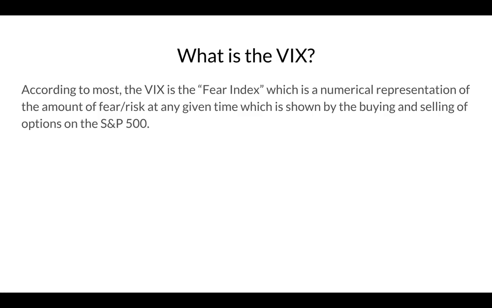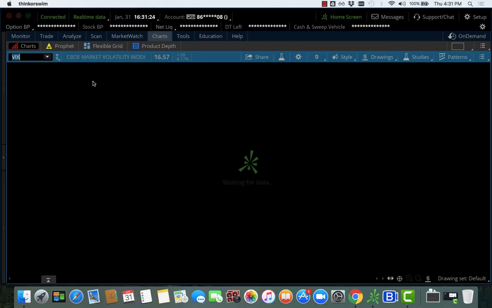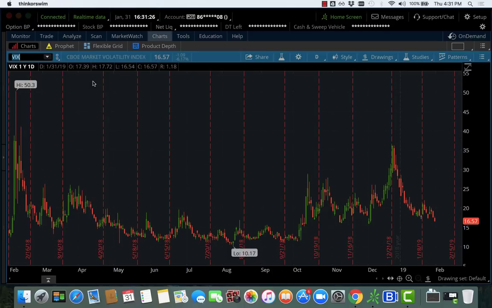But first, what is the VIX? According to most, the VIX is the fear index, which is a numerical representation of the amount of fear or risk at any given time, which is shown by the buying and selling of options in the S&P 500. Now, that is the super advanced form of that, and it's not really even that accurate, because the reality is, as you all probably know by now, at least if you've seen the videos that I've linked in the description below, the VIX is a 1 year expected move in the S&P 500. And you have all seen this before. This is what the VIX looks like.